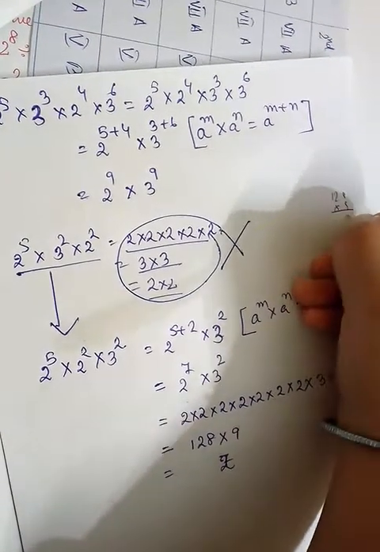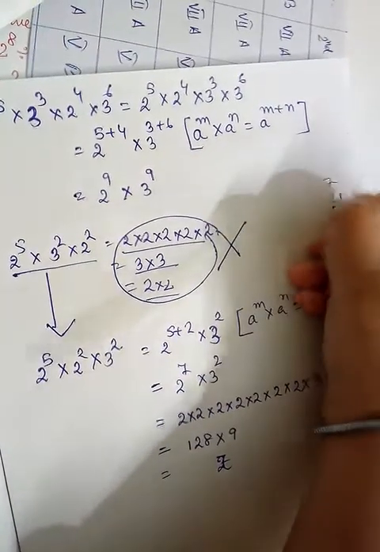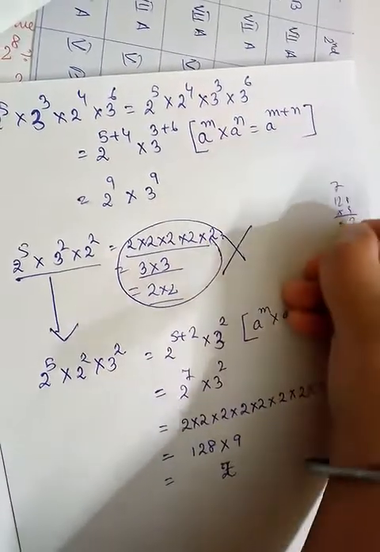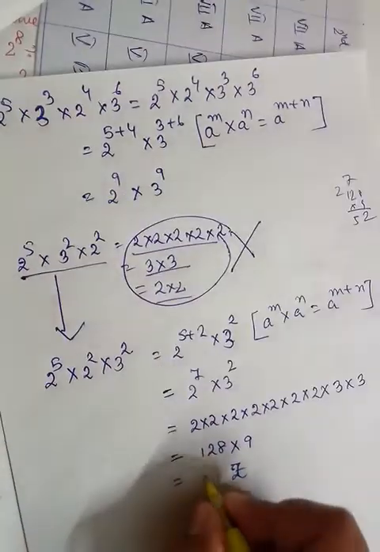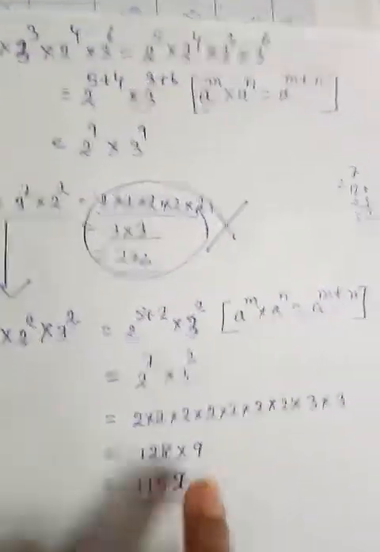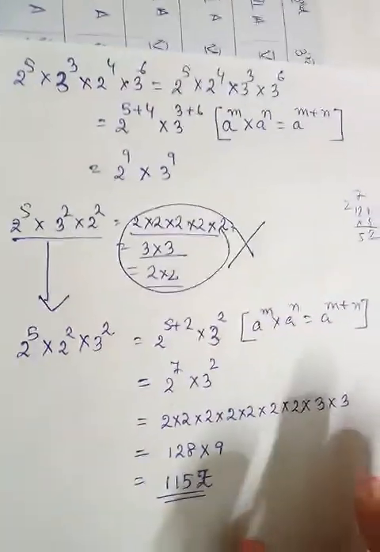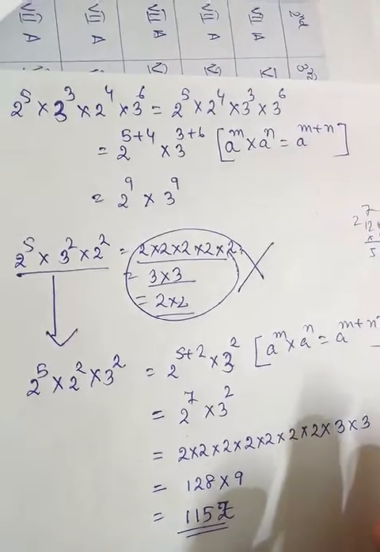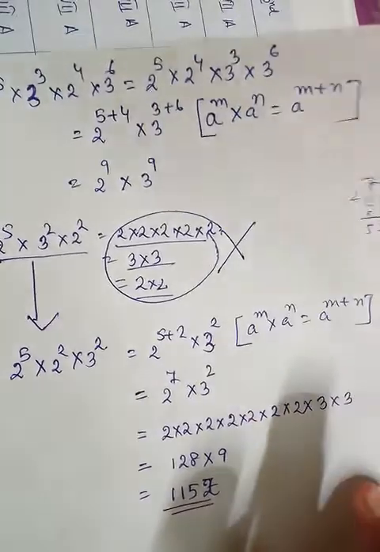128 into 9, so 972, and then 7, 9 to 80, 9 to 20, 21, 22, 23, 24, 25, and 2, 9 is 9, 10. So, you may get the same answer, but there is a procedure of solving. Since you have learned the laws of exponents, you are going to use the laws of exponents only.